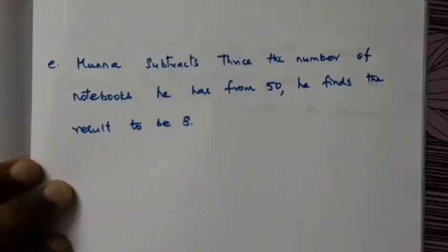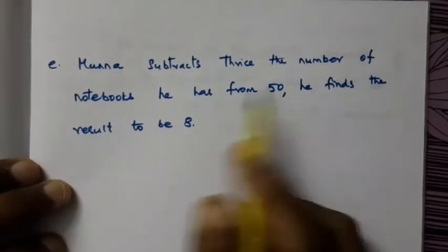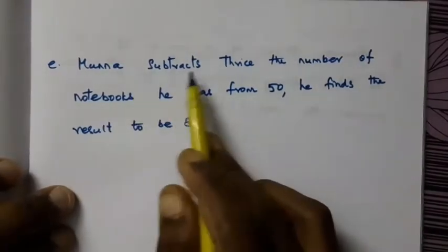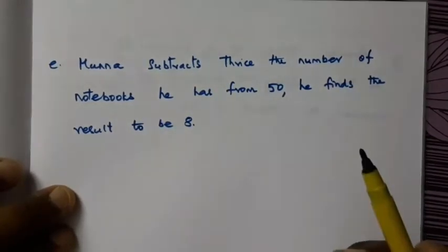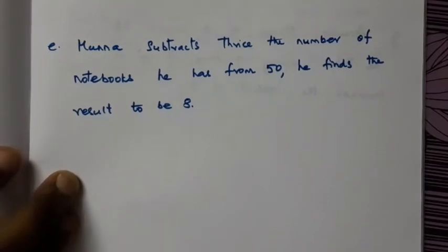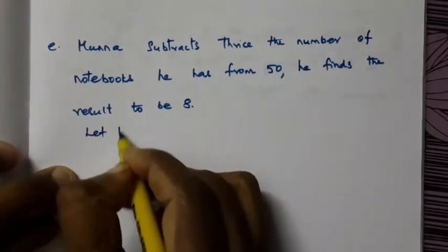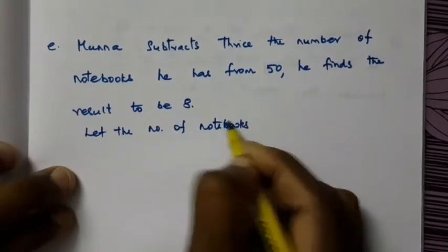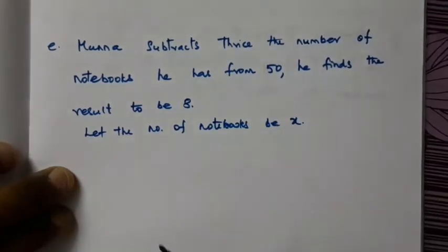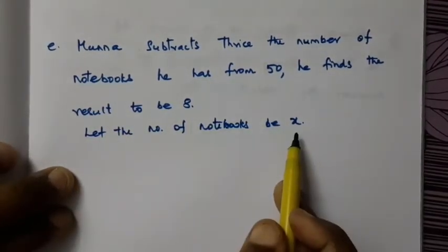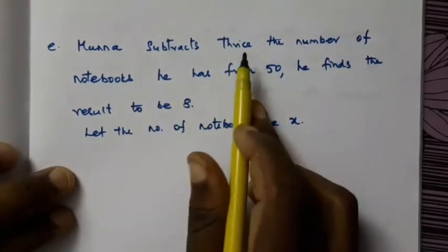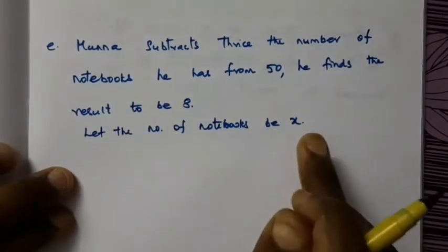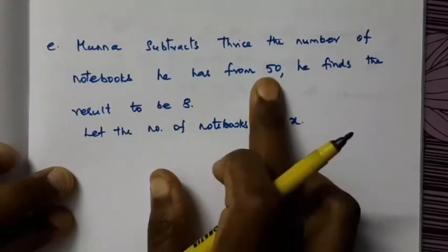The next problem is, Munna subtracts thrice the number of notebooks he has from 50. He finds the result to be 8. So Munna subtracts thrice the number of notebooks. Let the number of notebooks be x. Suppose Munna has x notebooks. He subtracts thrice the number of notebooks. Thrice the number of notebooks is 3x.